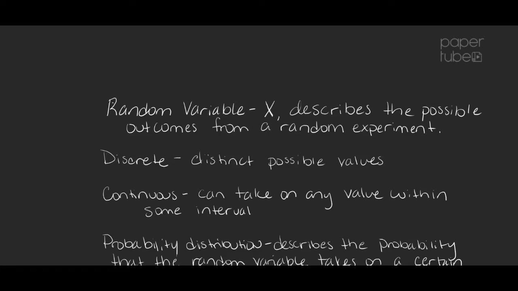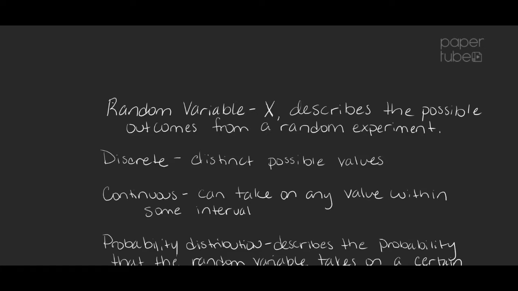A random variable, usually written as x, describes the possible outcomes from a random experiment. So it's the list of things that you're seeing come out of an experiment. For example, if we were tossing a coin, the random variable could take on the values of tails or heads.